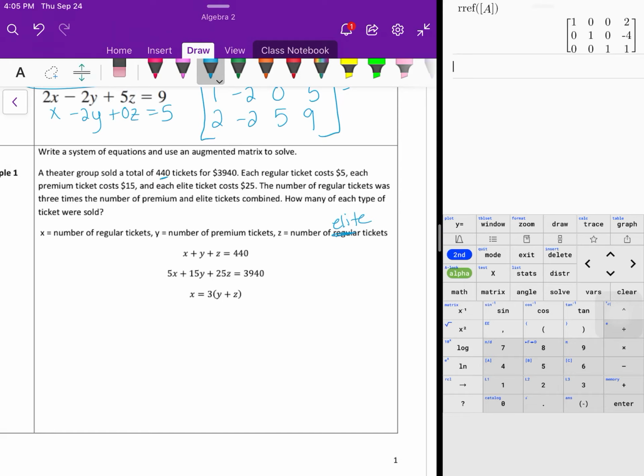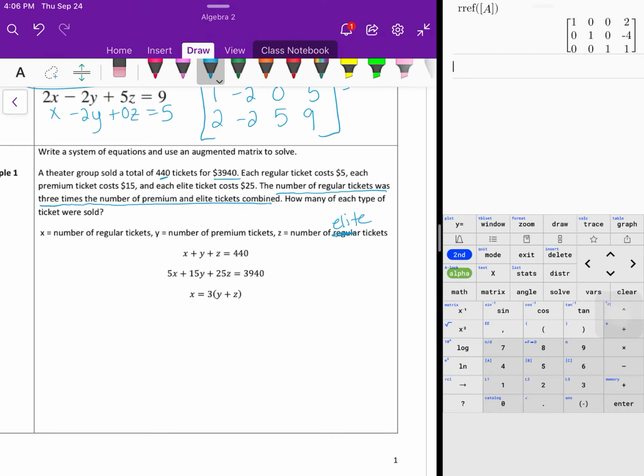So there was a total of 440, and then it was $5 per regular, 15 for premium, 25 for elite, and then that was a total of $3,940. And then remember, it said that the number of regular tickets was 3 times the number of premium and elite combined, which is how I got x equals 3 times the quantity y plus z.